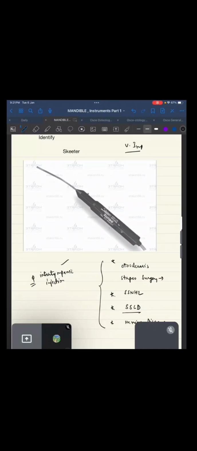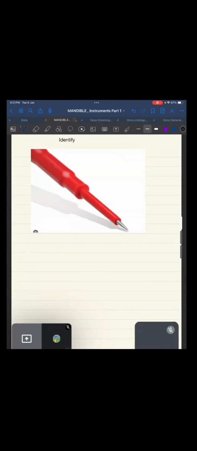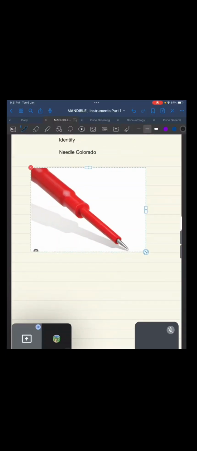Now, can somebody identify this? This was even shared day before yesterday in the group. Yes, Colorado, sir. Yes, this is the Colorado microdissection needle. The Colorado microdissection needle is important because it coagulates and cuts at the same time.